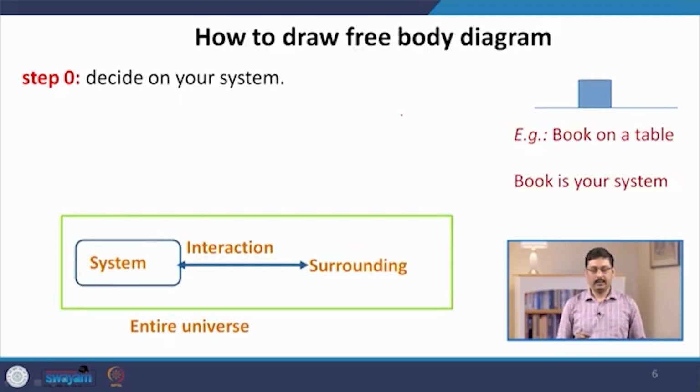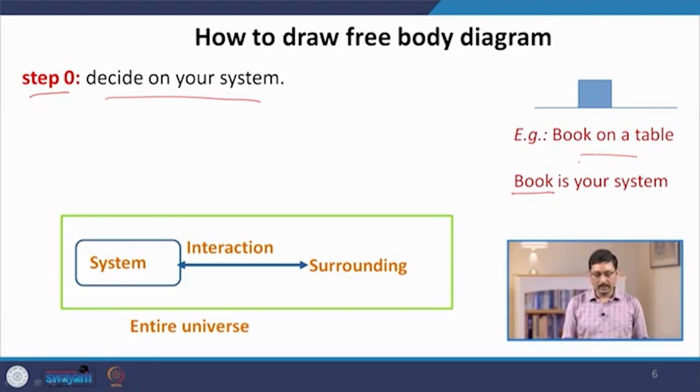Now, let us go through step by step carefully about how to draw a free body diagram. First, as we mentioned, step 0 is to decide on your system. For example, in this book on a table problem, let us say the book is your system. Just to give you a perspective, this picture we introduced in one of the earlier lectures.